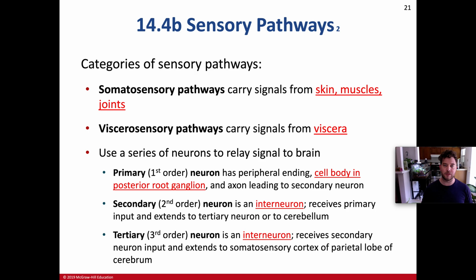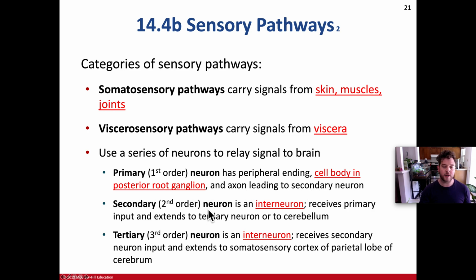So the way that it can do that is that it uses a series of neurons. It's not just one long neuron that goes from your hand all the way up to your brain. It's a series of neurons that are going to be transmitting that signal. So the primary neuron, the first order neuron, has a peripheral ending, meaning that it's going to be out of the body. The cell body will be in the posterior root ganglion, and its axon leads to a secondary neuron.